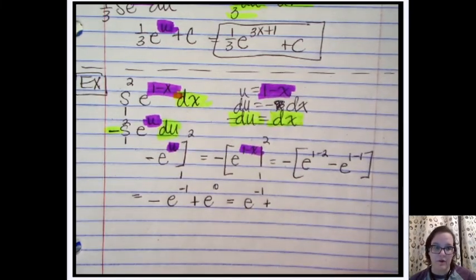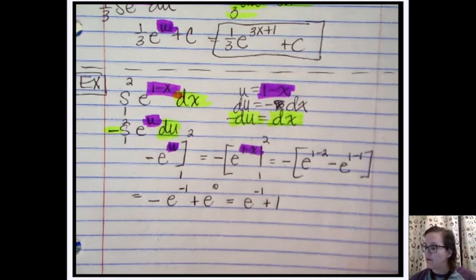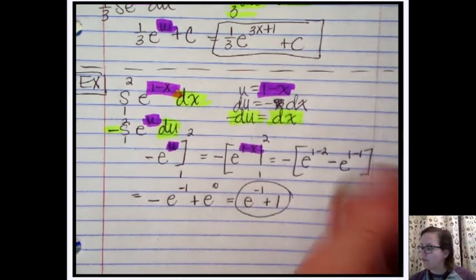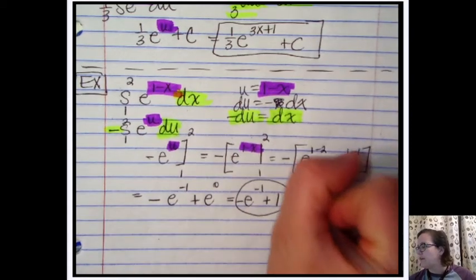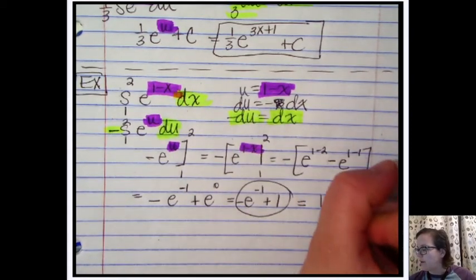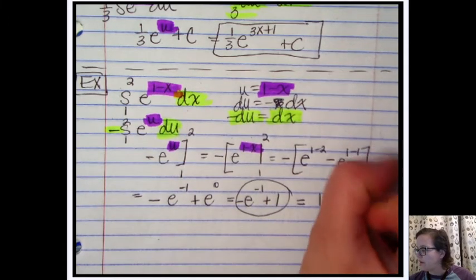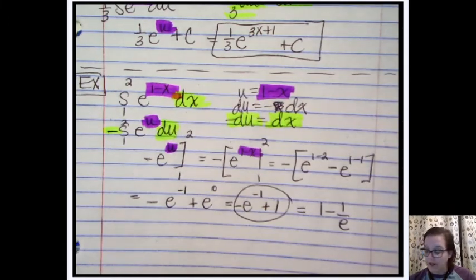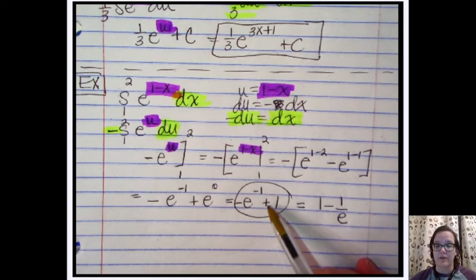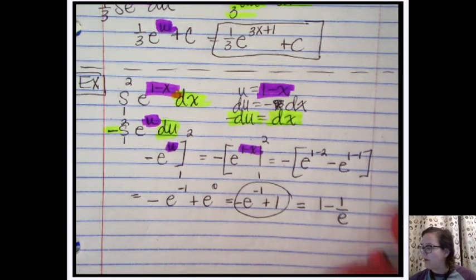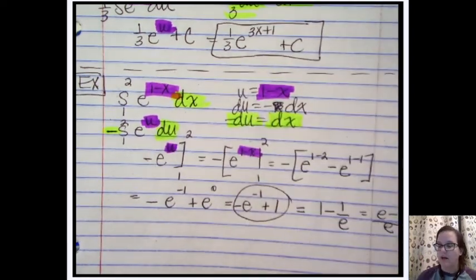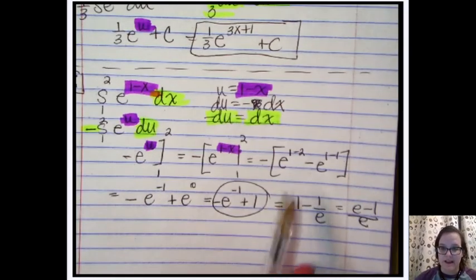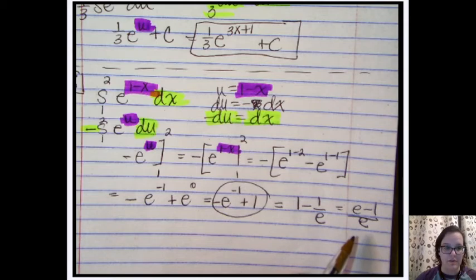And what's anything to the 0 power? It is 1. So this is a perfectly fine answer. I lost my negative though. That's not okay. But this is also, and probably the one that you would see the most, 1 minus 1 over e, because a negative exponent does take it down to the bottom if it's on top. Or I might even see e minus 1 over e. So lots of different ways I could see that answer written. This last answer is just me getting a common denominator.